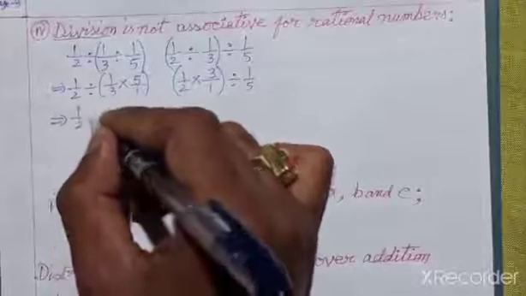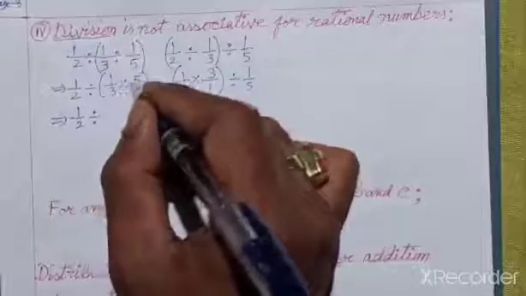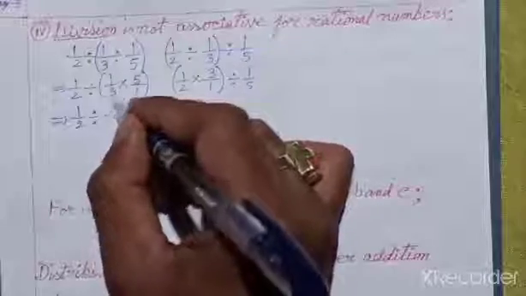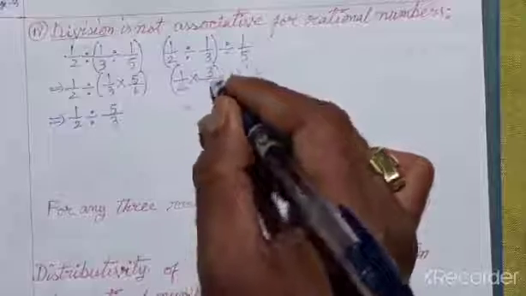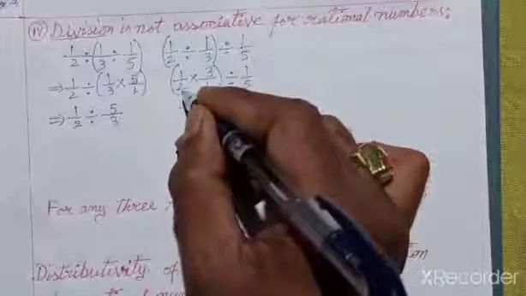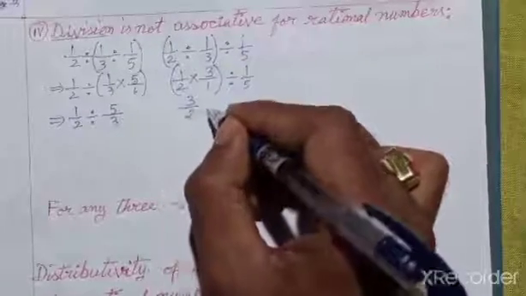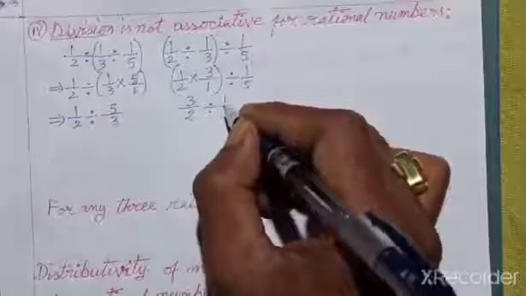1/2 divided by 1/5: 1 and 5 multiply 5. 3 and 1 multiply, we are getting 3. Here 1 and 3 multiply 3. 2 and 1 multiply 2. Is divided by 1/5.